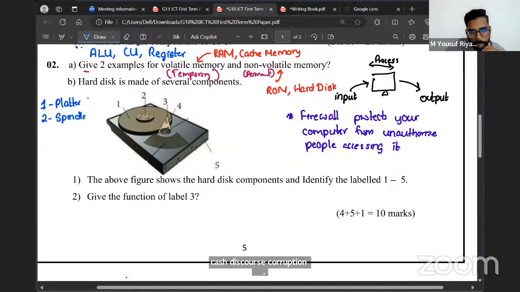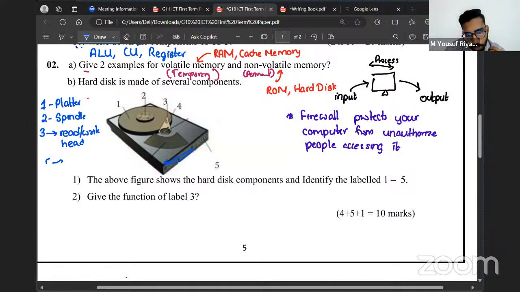And then you can see a head there, pointing towards the platter. What do you call number three? Yes, it's called the read write head. You can read data and write data using that head. And then number five, what do you call this? Normally you have two things here, a long one and a small one. The small one is actually the power connector. And then what do you call the long one?